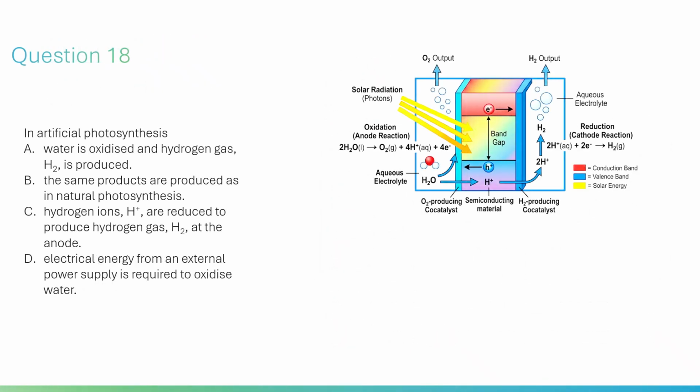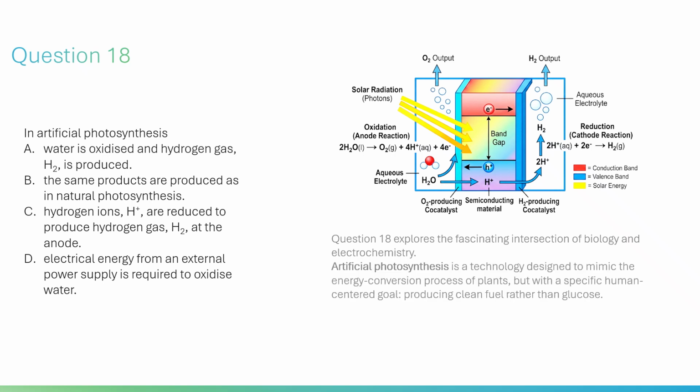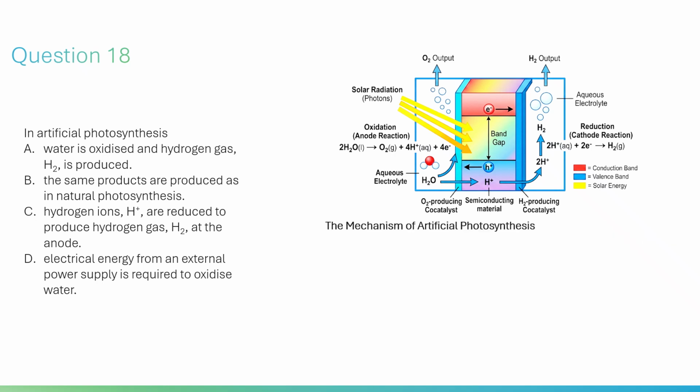Question 18 explores the fascinating intersection of biology and electrochemistry. Artificial photosynthesis is a technology designed to mimic the energy conversion process of plants, but with a specific human-centered goal, producing clean fuel rather than glucose. The mechanism of artificial photosynthesis.